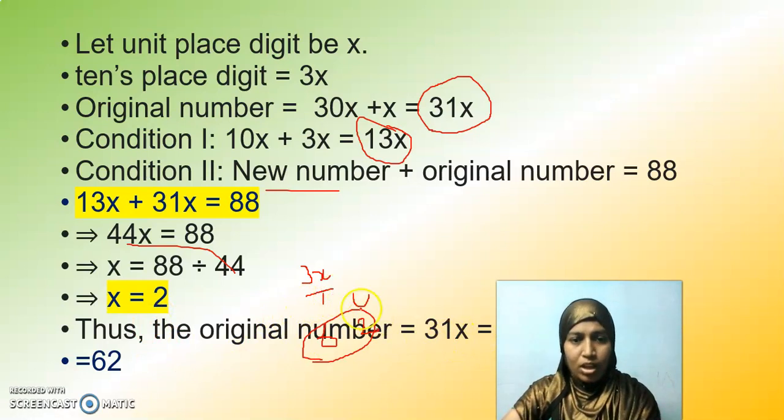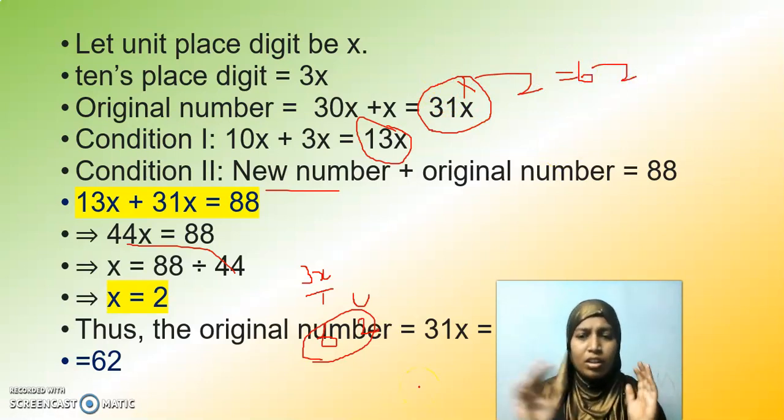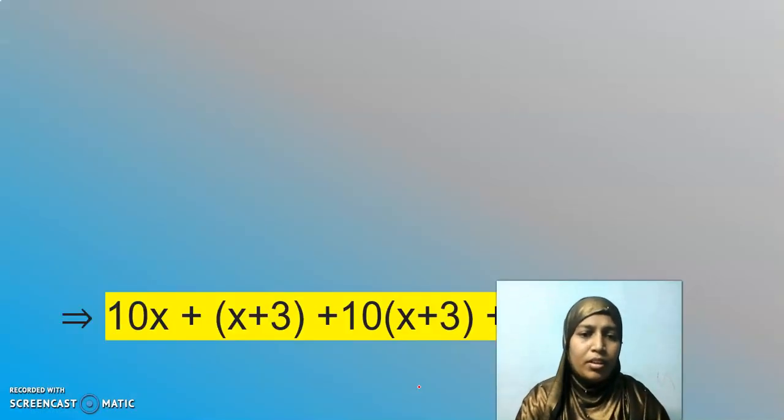I can go this way, or I have written in another way, the original number. Here we have 31x. With that I have to multiply 2 to get 62. Okay. In any way you can find the final answer. But the logic is same. Okay, children.